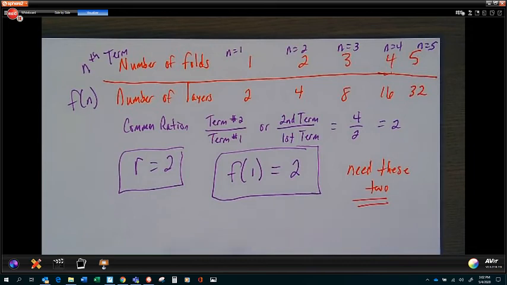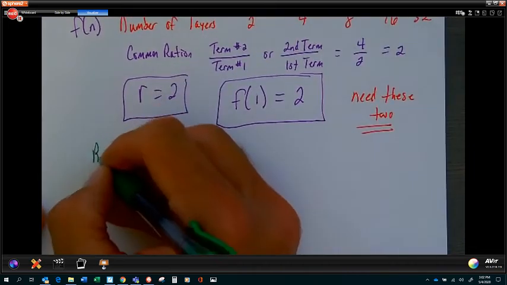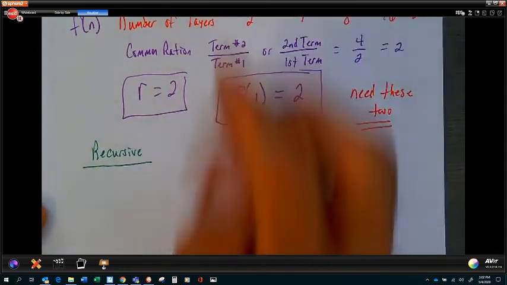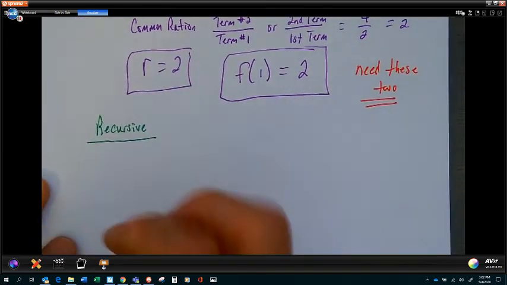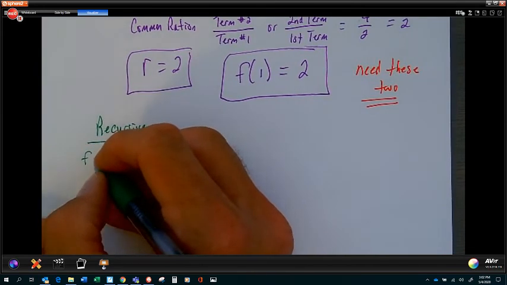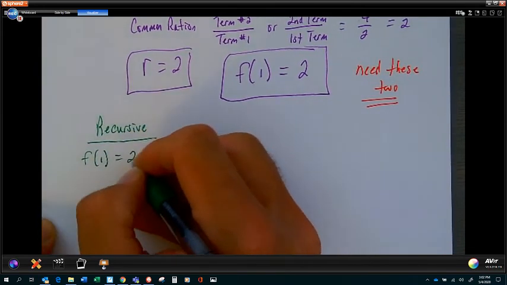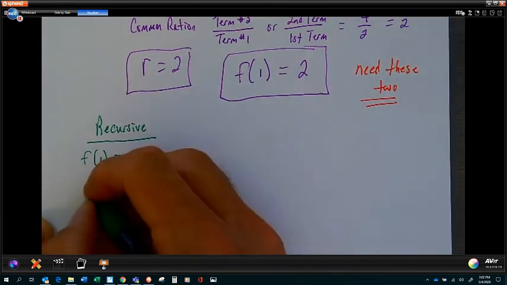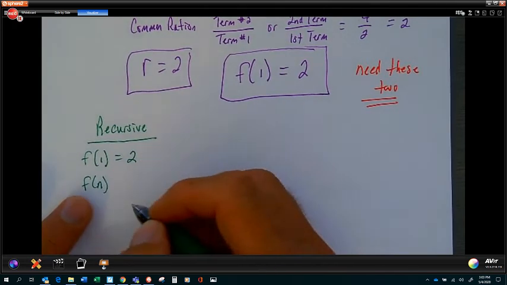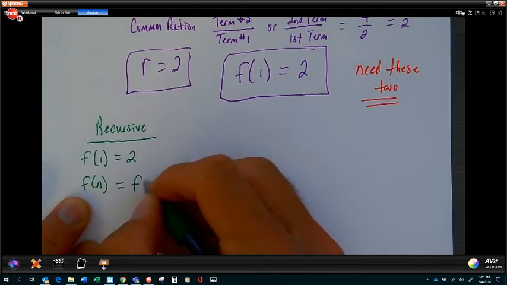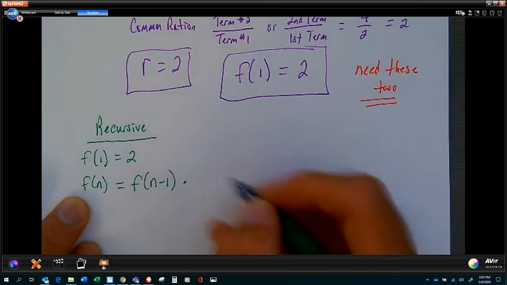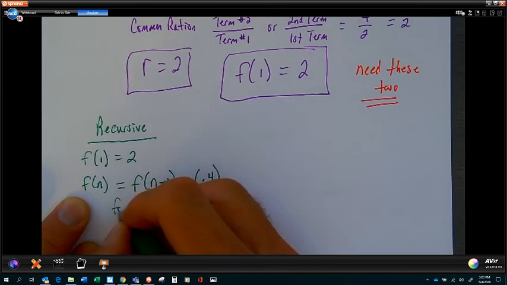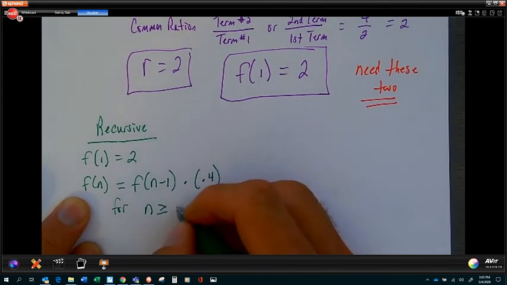So, looking at my notebook, I'm going to write my recursive formula. Now remember, the recursive formula is very easy, but it's just a long way to write it. The first thing I need to do is identify my f of 1, my first term. My f of 1 is equal to 2. Then I recopy the entire formula in my step 2. I write it as such, f of n. That means the next term is equal to, again, say this, the previous term times the common ratio, which is 2, for all terms greater than or equal to 2.